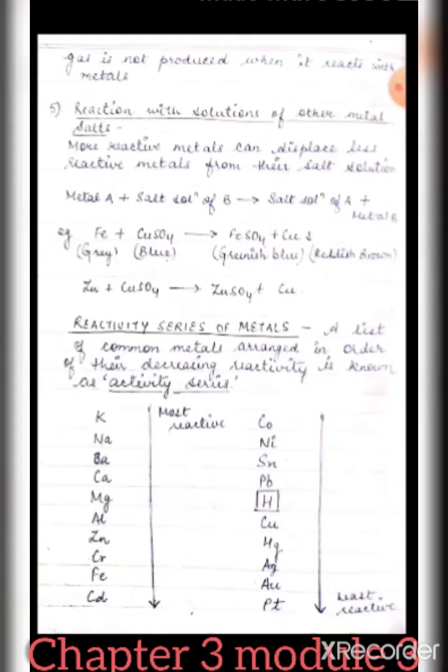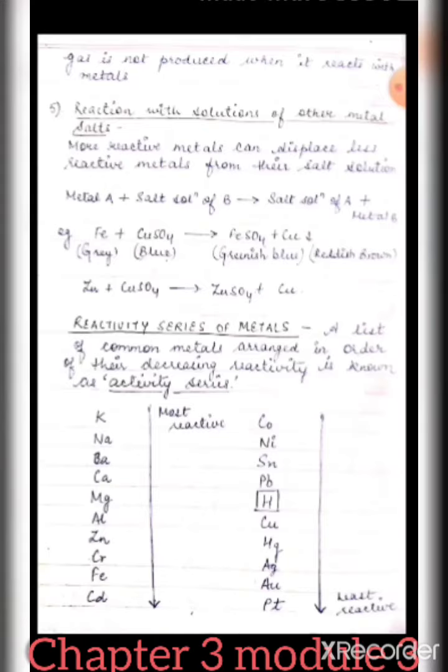So here also there is reactivity series of metals. It is a list of common metals arranged in order of their decreasing reactivity. It is also known as activity series. So the most reactive element here is potassium and the least reactive is platinum.